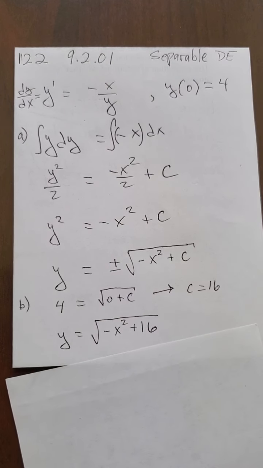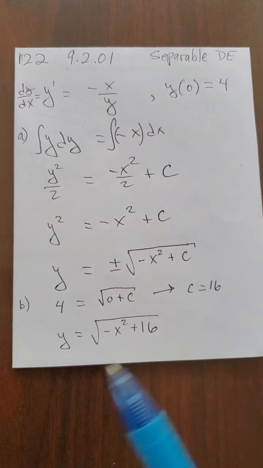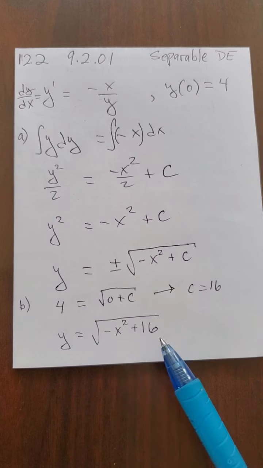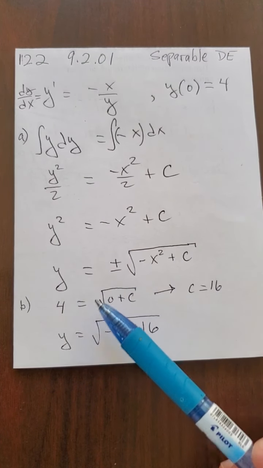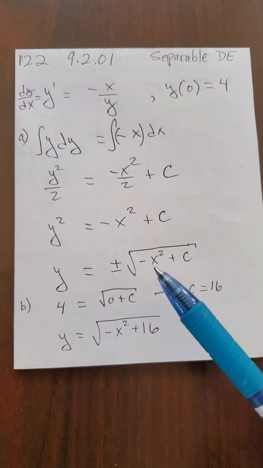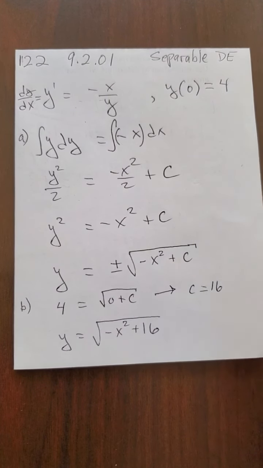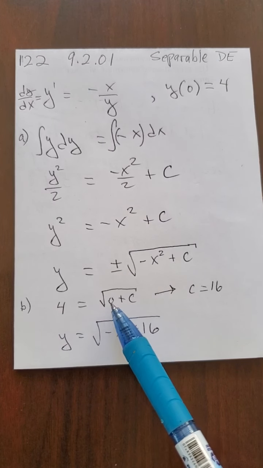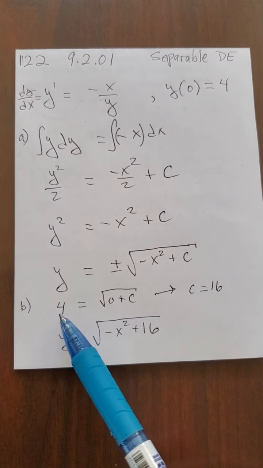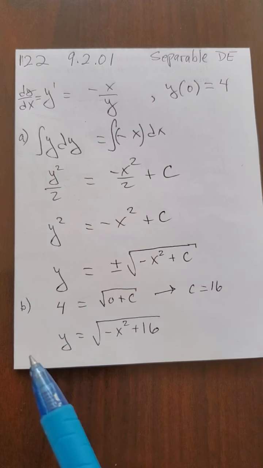And now I can rewrite my particular equation: y is equal to the square root of negative x squared plus 16. Now, how come here it's plus or minus, and now I dropped the plus or minus? Why did I do that? The reason is, once I know that y is going to be a positive number, this is going to be positive 4, so it's got to be the positive square root, not the negative square root. And the initial value really told me that.